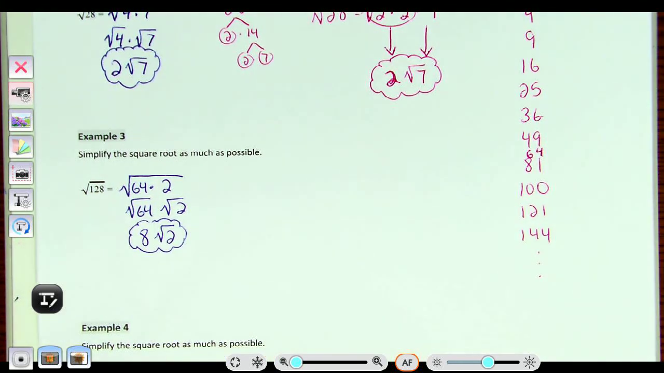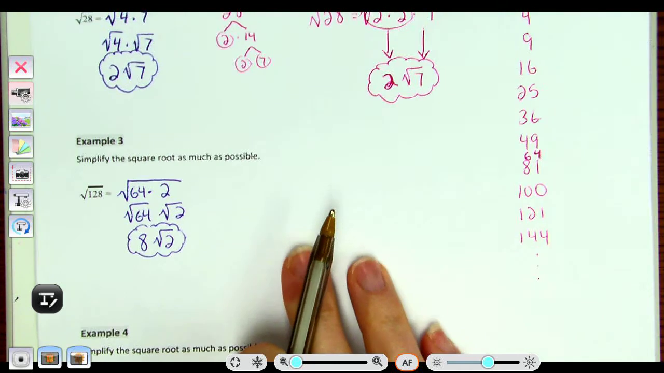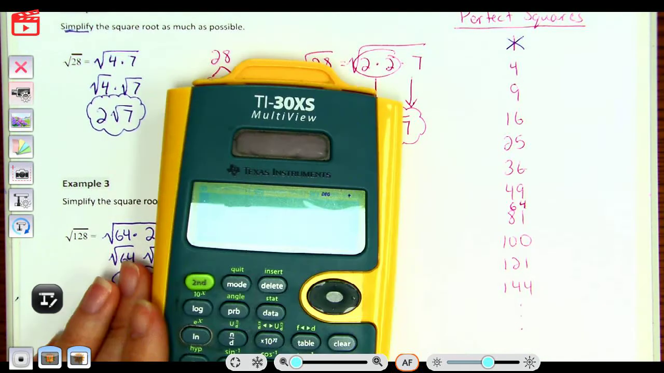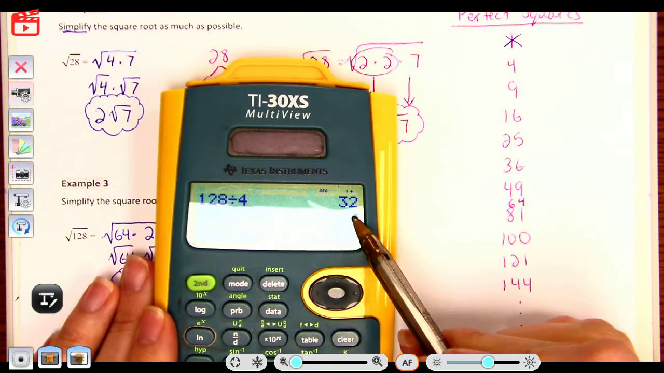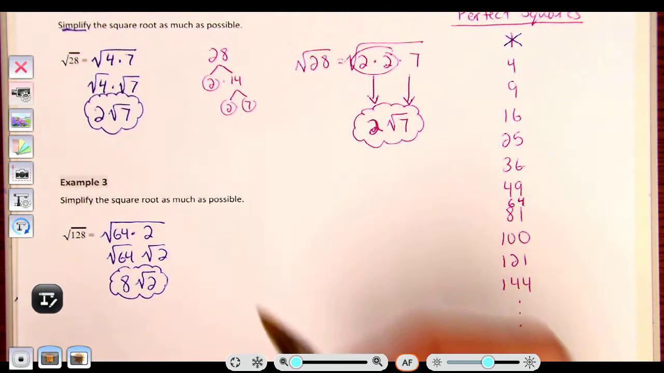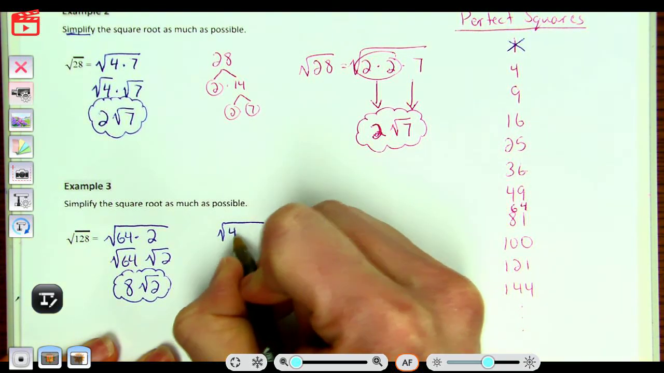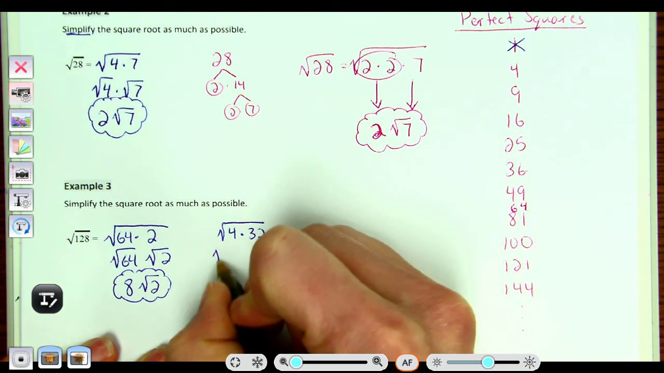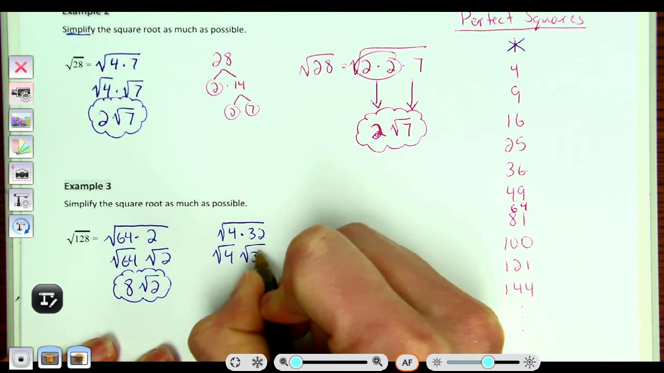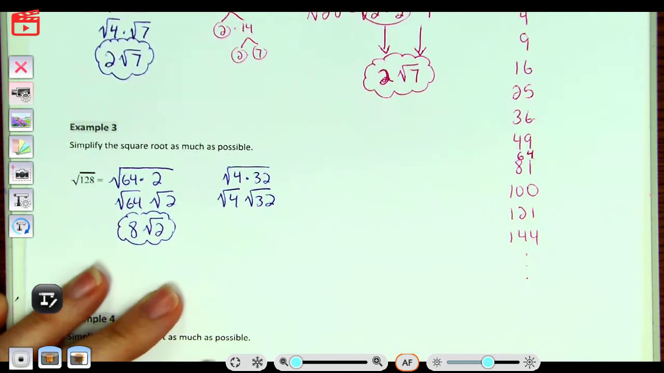If you find that 64 and you don't forget it on your list. But what if you picked out a different perfect square? What if you were doing this and you said, you know what, I wonder if 4 goes into it. And it does, 32 times. What you can do is you can write this as the square root of 4 times 32. Square root of 4 times the square root of 32. Now, what is the square root of 4?